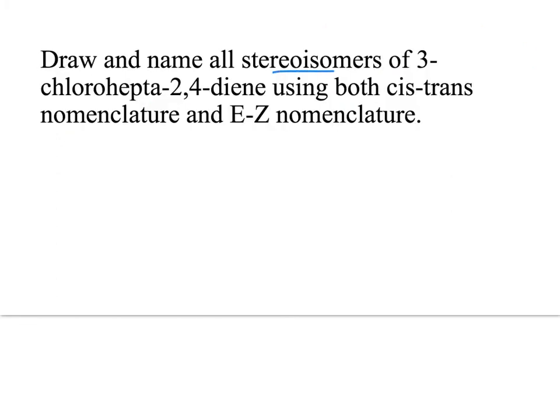Okay, draw and name all stereoisomers of 3-chlorohepta-2,4-diene. So let's just start drawing these. We have to have 7 carbons: 1, 2, 3, 4, 5, 6, 7. And then we can just start from left to right. The 2, and so that's 2, 3, there's carbon number 4, and then on the 3 you have chlorine.